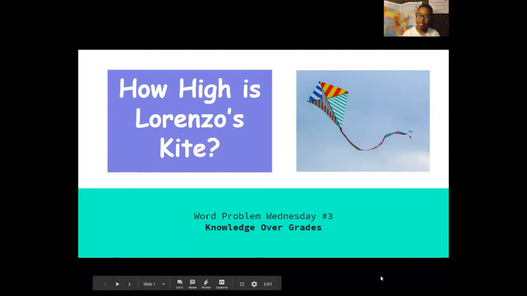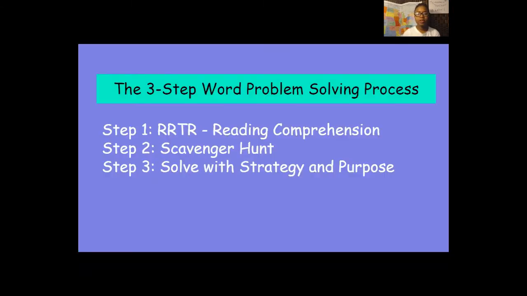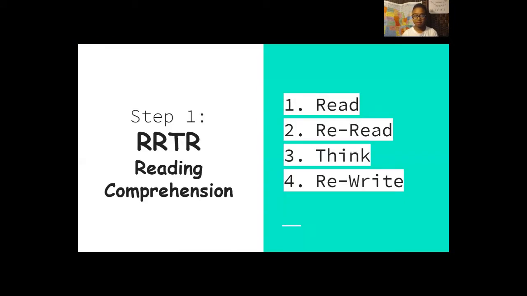Welcome to week 3 of Word Problem Wednesday, and this week we're going to be answering the question, how high is Lorenzo's kite? We'll be using the 3-step word problem solving process. In step 1, we'll be using RRTR, where we'll be working on our reading comprehension. In step 2, we're going to be going on a scavenger hunt for 4 things. And then step 3 will be solving with strategy and purpose. So let's start with step 1.